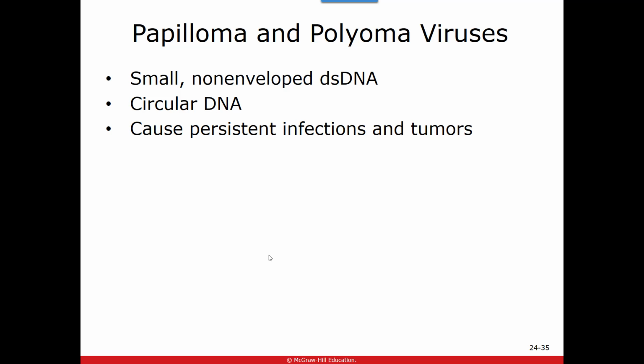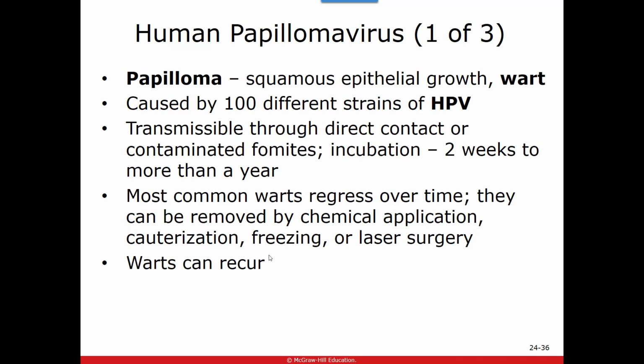Now, the human papilloma virus causes papillomas, which is the official word for a wart. It's squamous epithelial growth. It's that epithelial tissue is growing in one small area, and you now have a growth called a wart. There are, however, over 100 different strains of human papillomavirus.